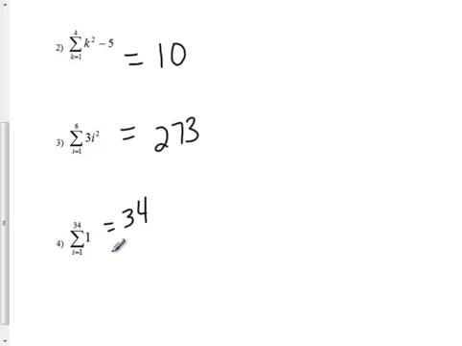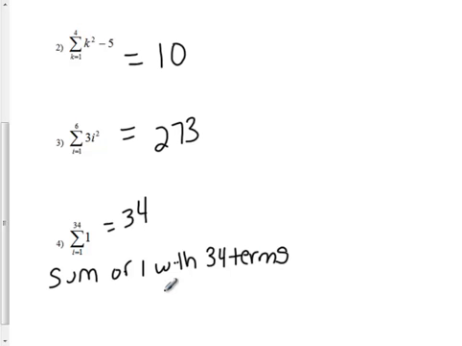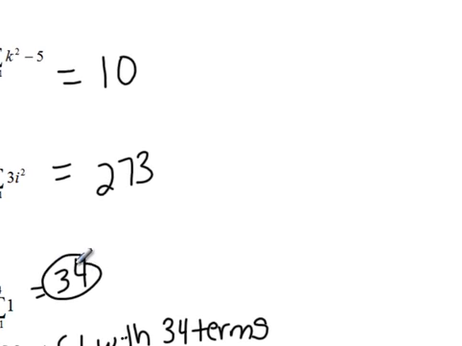But I just want you guys to notice, look at the last one. This one did not have a variable in it. So all this means that it is the sum of 1 with 34 terms. So all we're doing is adding 1 plus 1 plus 1 plus 1 plus 1, 34 times. So does that not make sense why it would be 34?